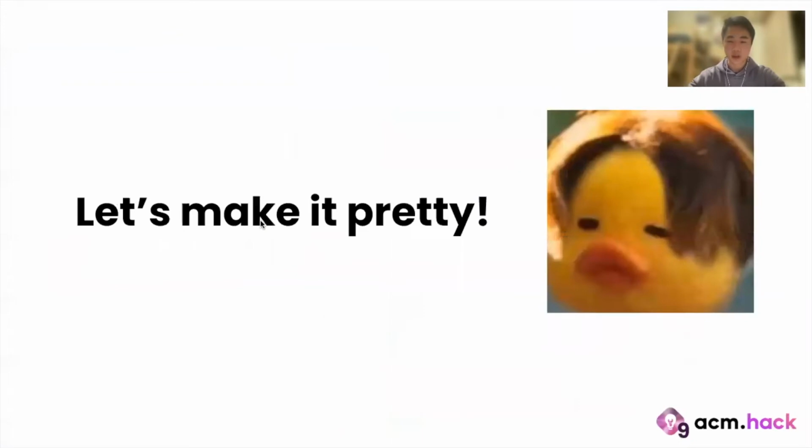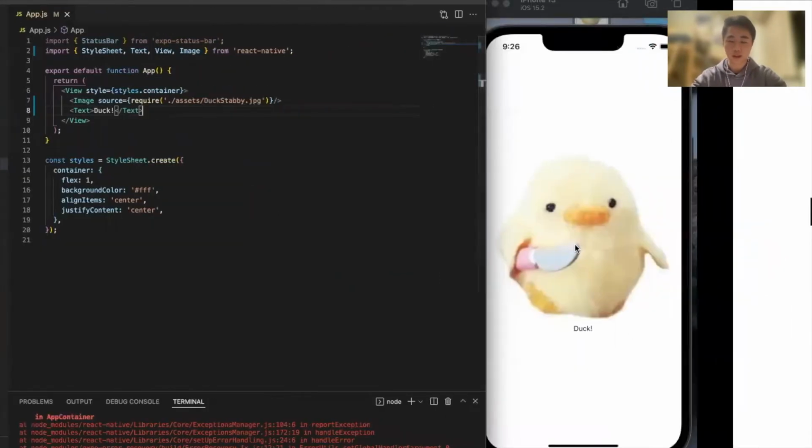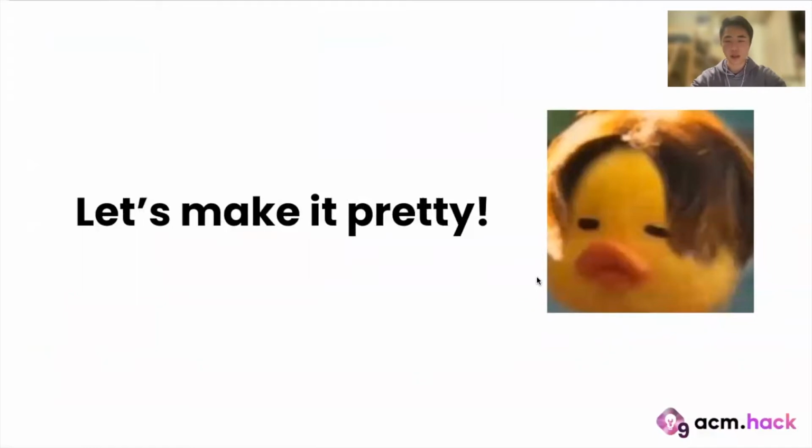Okay, so now that we have all that, let's actually make our app pretty. We've got some bare bones text, we've got our image, but what if I want this image to be the color green? How can I do that?